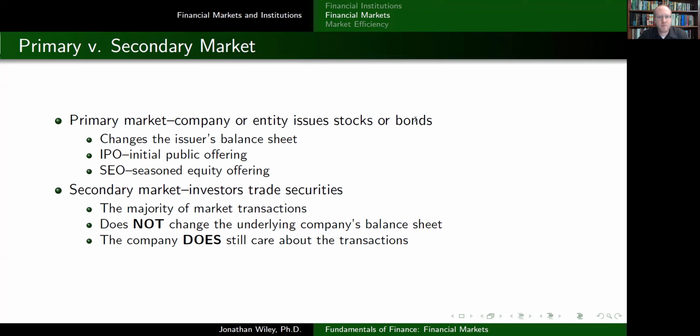And the key thing to keep an eye on here is that if it changes the company's balance sheet, or the issuer's balance sheet, then basically this is a primary market transaction. So a classic example of that would be an IPO, an initial public offering. This is when a company sells stock to the public at large for the first time. And so when they do that, they issue the shares of stock to the public at large.